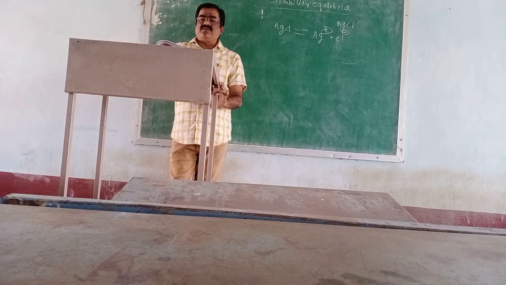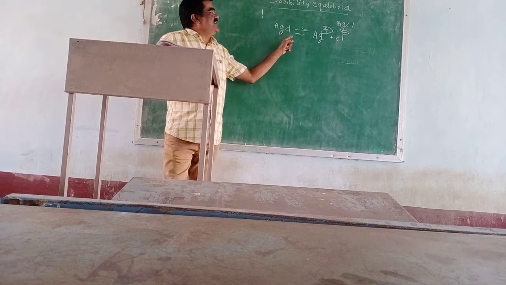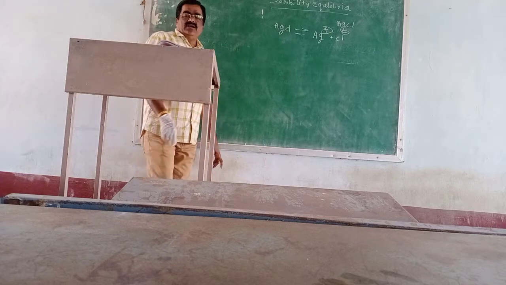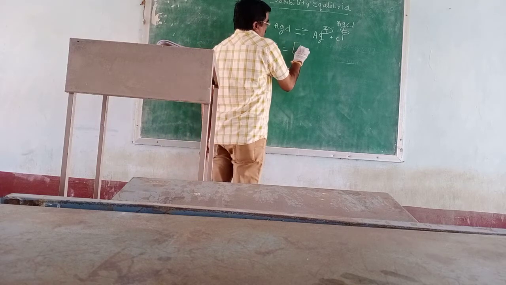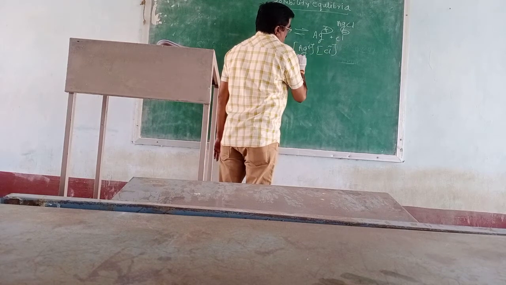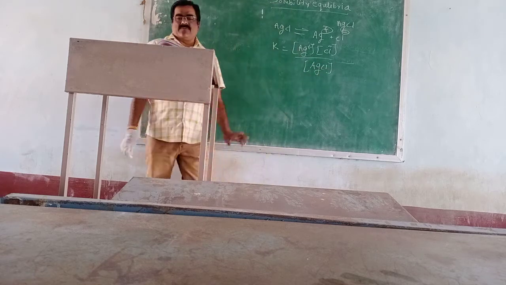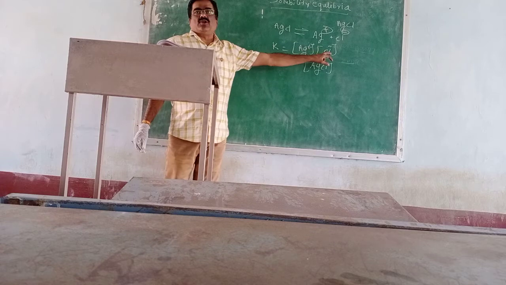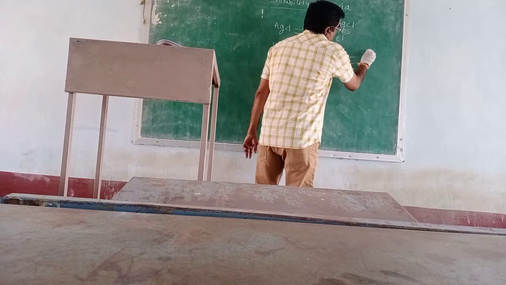Thus, the equilibrium attained is called the chemical solubility equilibrium, and this is represented as AgCl gives Ag plus and Cl minus ions. And the expression for its equilibrium constant K is equal to the molar concentration of Ag plus into the molar concentration of Cl minus ions divided by the molar concentration of AgCl. Suppose that this is equation number 1.